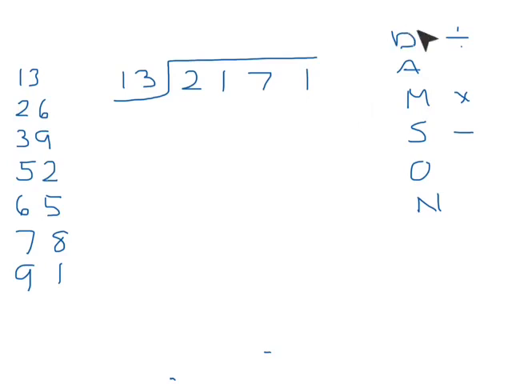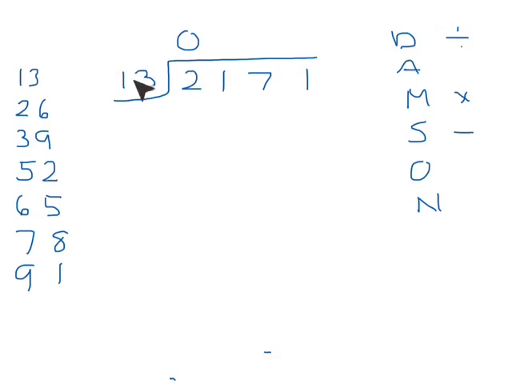Alright, then we go to our Damson. Divide first. Alright, 2 divided by 13. 2 is too small. You can't get any groups of 13 from 2. Some people like to write a 0 here to show that, and your remainder. We go straight now to 21.